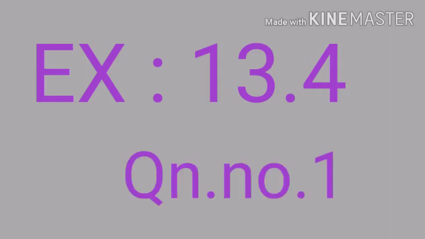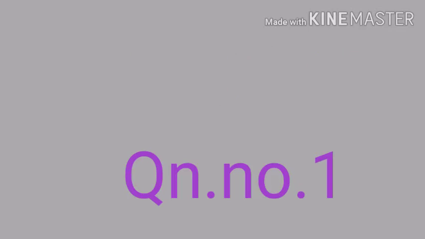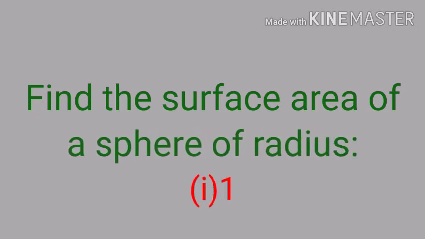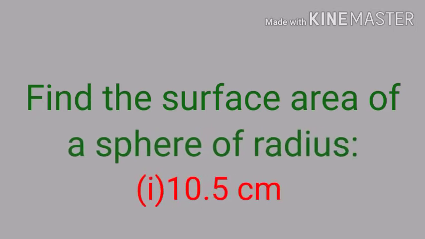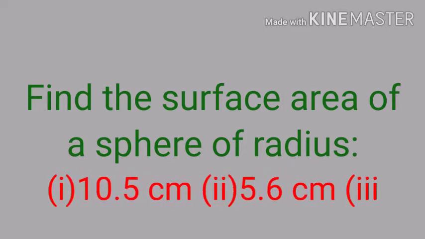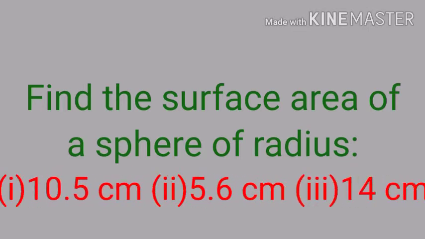Now we can discuss exercise 13.4, the questions related to the sphere. That is exercise 13.4, question number 1. In this first question, 3 sub-questions are there. In the first section, find the surface area of the sphere. The radius for the first sub-question is 10.5 centimeter. For the second sub-question, the radius is 5.6 centimeter. And for the third sub-question, the radius is given as 14 centimeter. So for these 3 sub-questions, we have to find the surface area. Surface area means total surface area.